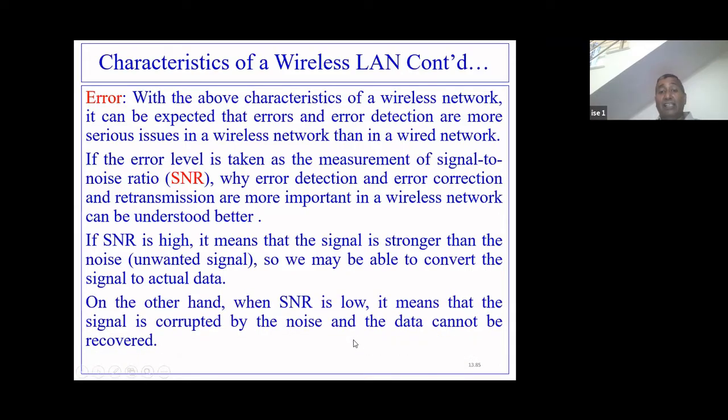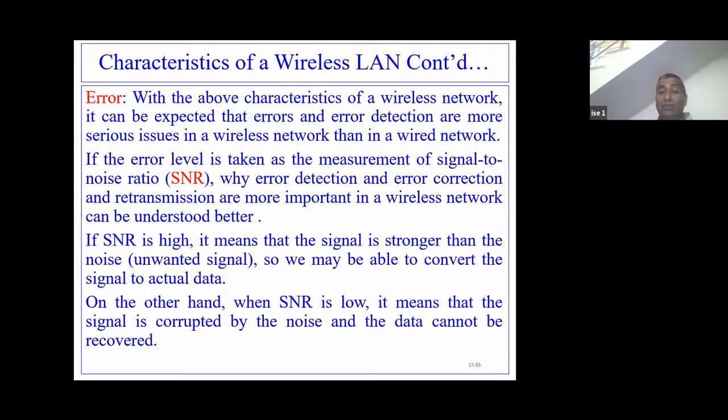But if SNR is very low, that means our original signal strength is low and noise is very high. Some low quantity, suppose 1 divided by 10,000, is a very small quantity. But 100 divided by 2 is a big quantity, 50. So here the signal to noise ratio is high, meaning signal quality is very good, and the original data could be easily recovered.